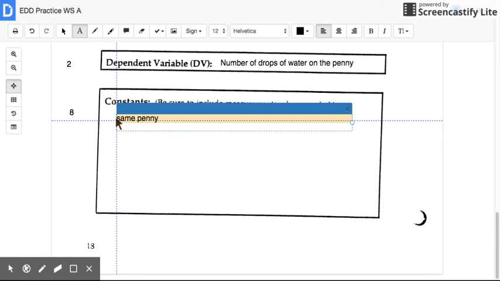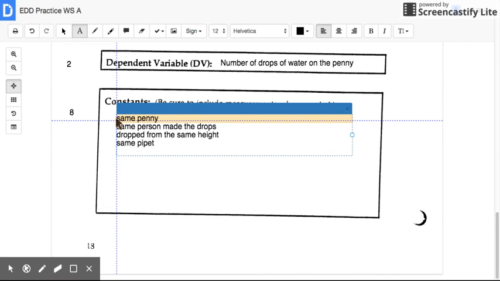They used the same penny. They used the same person who made the drops. The drops were dropped from the same height. There's 3. You could do more. They used the same dropper, or we'll call it a pipette, which is the thing that you use to drop the water on there, etc. And once you have 3 of those, that will work. That's how you do an EDD.